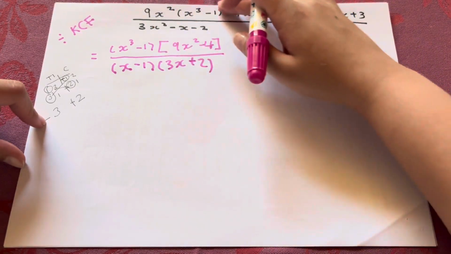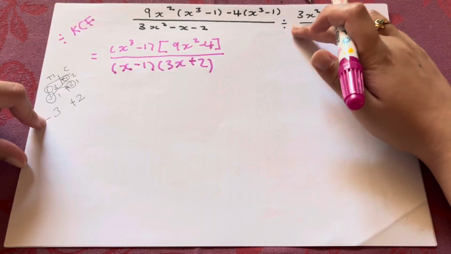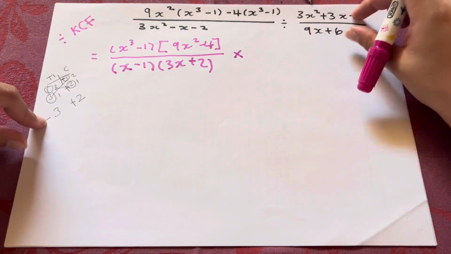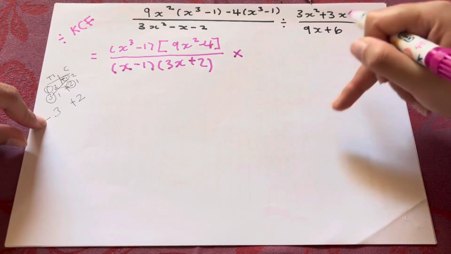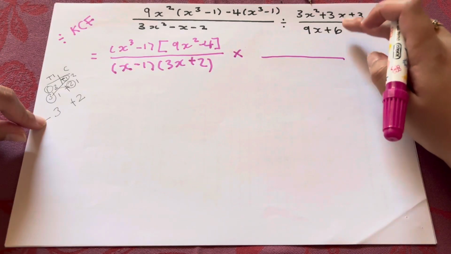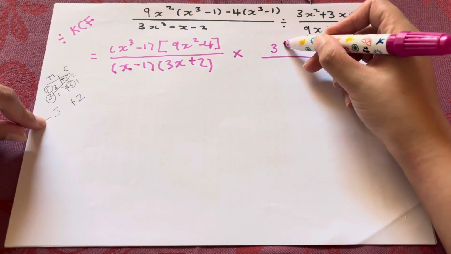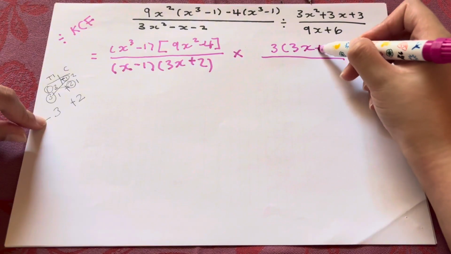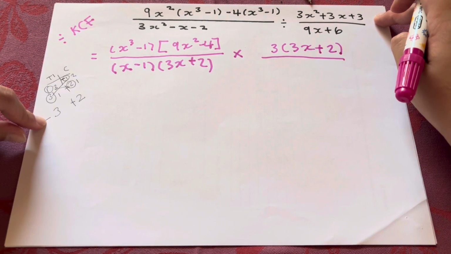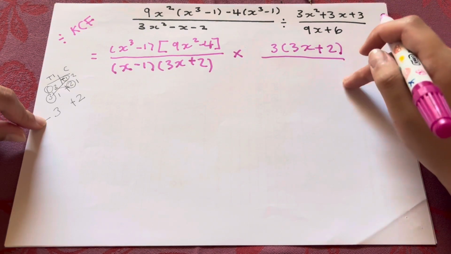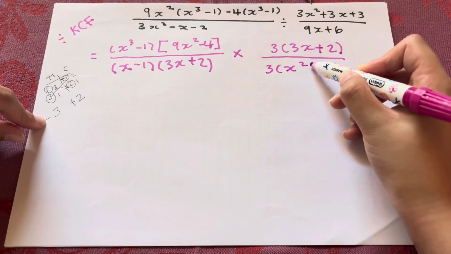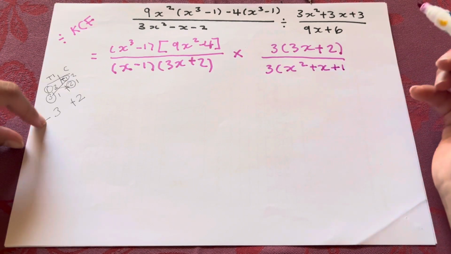You keep the first fraction as it is, you change division to multiplication, and you flip the second fraction. So the denominator is now going to be the numerator, and the numerator is now going to turn to the denominator. I can pull out a common 3, leaving me with 3x plus 2. And in the denominator, or the numerator that's the new denominator, we're going to pull out 3 as a common factor. x squared plus x plus 1. There we go, guys.